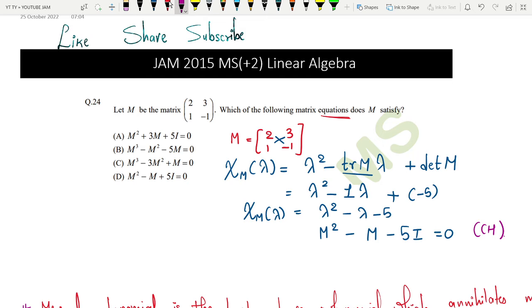So from this I know this equation would be satisfied. Let us see from the options which is true. If you see, this option is not true, option A, because I found something like this. I could not say whether this is false or not, but it is not true as of now, right? And the next thing is option B. Let's see option B. Option B is M cube minus M square minus 5M equal to 0.